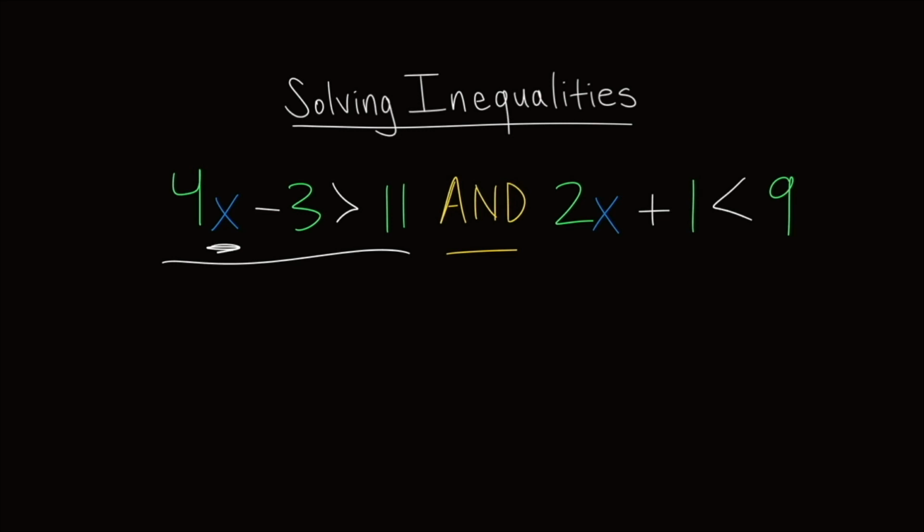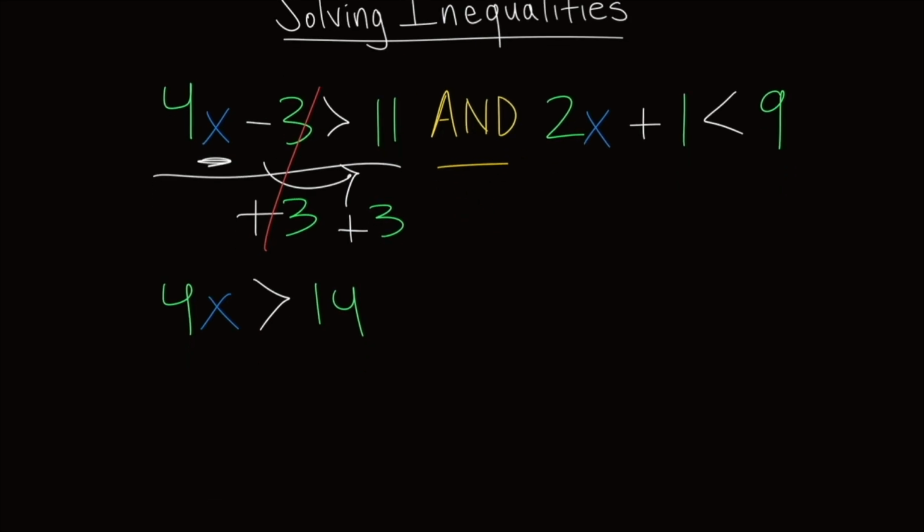First, let's move this 3 over. We will add 3 to both sides. It's going to cancel out this 3. And 11 plus 3 is 14, so we can rewrite the left inequality as 4x is greater than 14. And now all we need to do is get rid of this multiple on the x here. And to do that, we can simply divide by 4. The same thing to the other side.